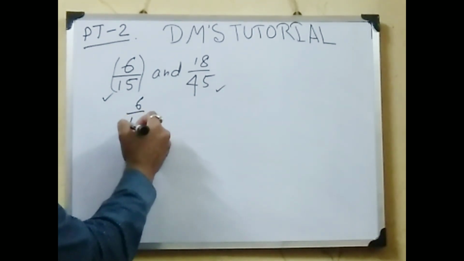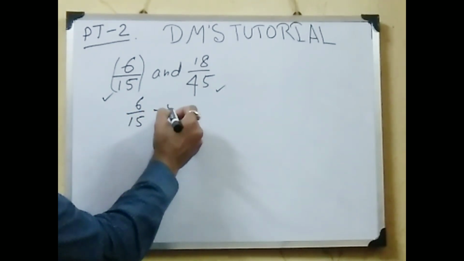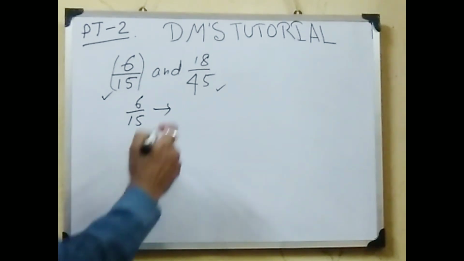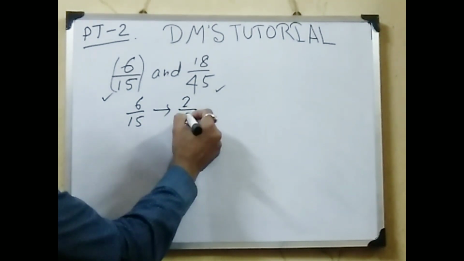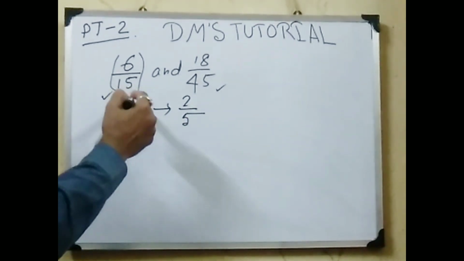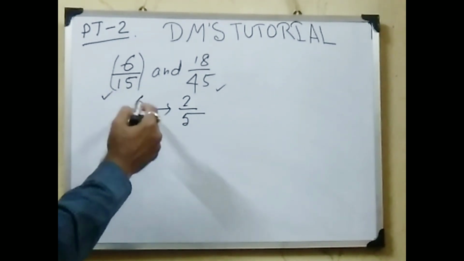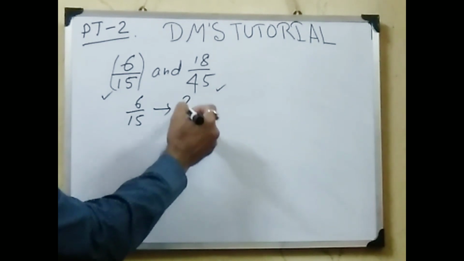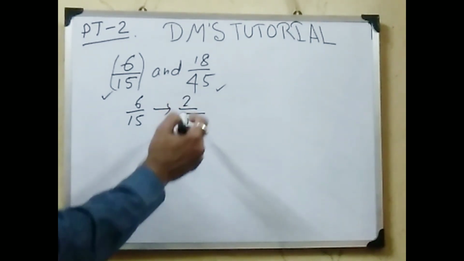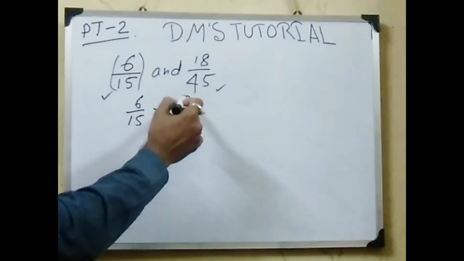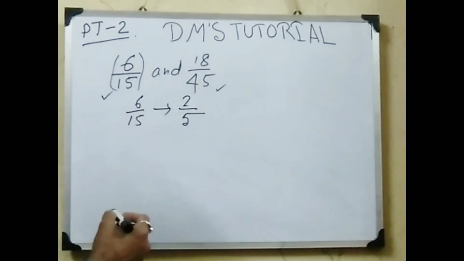6 by 15 in the standard form becomes 2 by 5. Dividing both numerator and denominator by 3, it becomes 2 by 5. This is the standard form. 2 and 5 are co-prime to each other, so this is the standard form of a rational number.